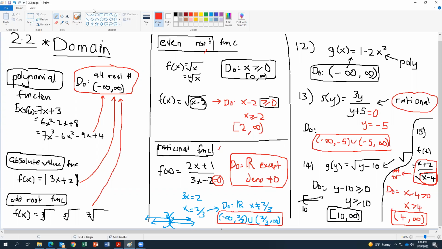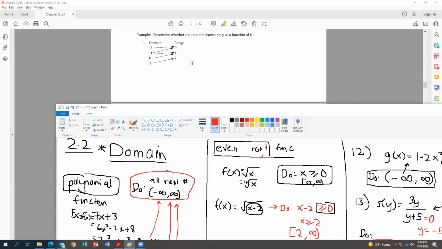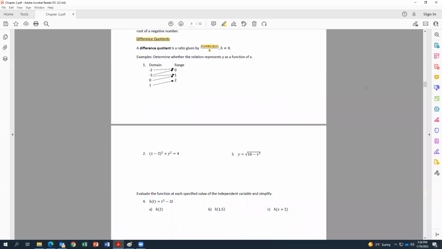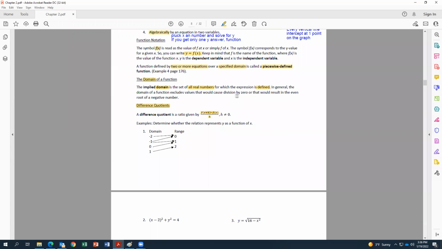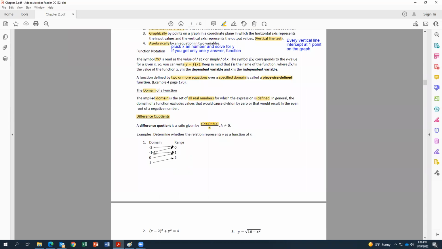So this is what we're talking about here, the domain piece. Okay. So now we will talk about the first few questions here. The first question is asking us, does this represent a function? So don't forget, class, the meaning of function means that every x has exactly one y. So if you look at this picture here, is this a function? Yes or no?